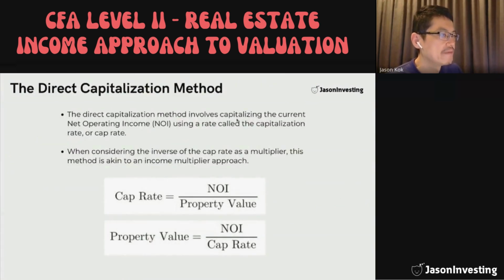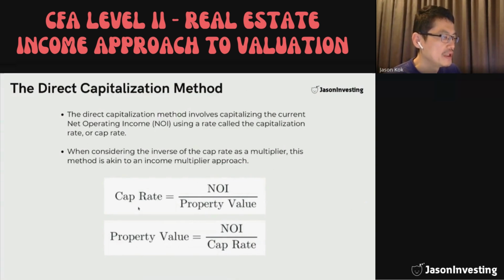It involves capitalizing the current NOI using a rate called the capitalization rate. Capitalizing just means transforming the NOI to the valuation of the property. When considering the inverse of the cap rate as a multiplier, this method is akin to an income multiplier approach. So what it's saying is that by multiplying the NOI, you'll get the property value.